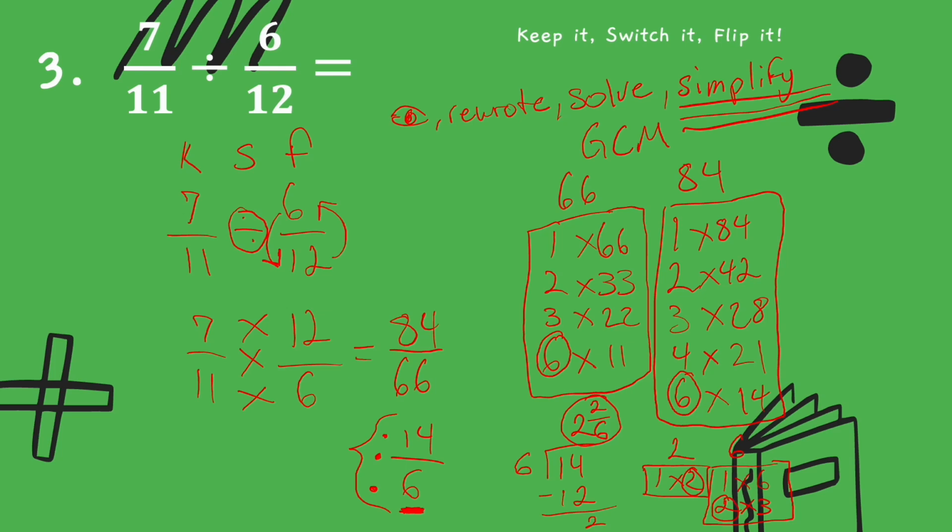So now our answer, we bring our whole number back, our fraction bar. 2 divided by 2 is 1. 6 divided by 2 is 3. So our answer is going to be 2 and 1/3. Or it can be 2 and 2/6. Or it can be 14/6. Or, before we even simplify, it can be 84/66. These are the steps we can use to get on through.